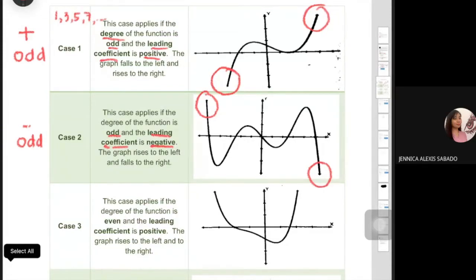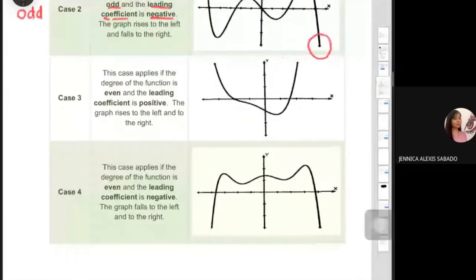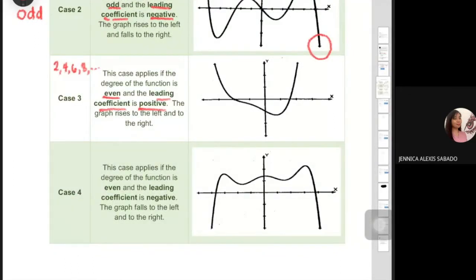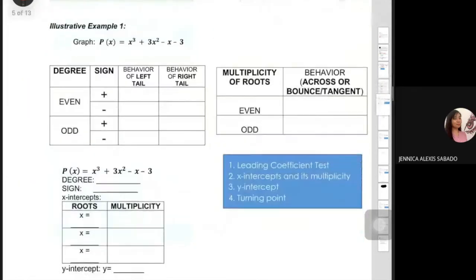Next, kung meron tayong odd, meron din tayo for the even degree. Positive, even. Both up. So, kapag negative even naman, since negative yan, babaligtad lang. Both down naman. So, let's start with this first problem. We have there p of x is equal to x cubed plus 3x squared minus x minus 3.